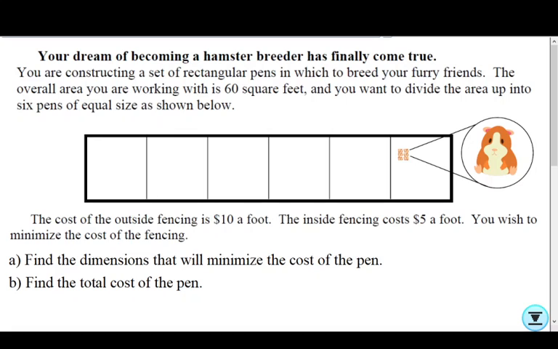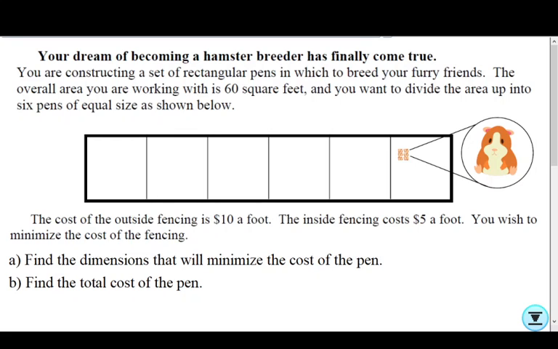Okay, so it says your dream of becoming a hamster breeder has finally come true. You are constructing a set of rectangular pens in which to breed your furry friends. The overall area you're working with is 60 square feet, and you want to divide the area up into 6 pens of equal size as shown below. The cost of the outside fencing is $10 a foot, where the inside fencing costs $5 a foot. You wish to minimize the cost of your fencing. So we need to find the dimensions that are going to minimize that cost, and then find the total cost of the pen. Okay?